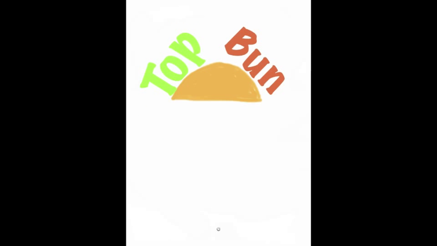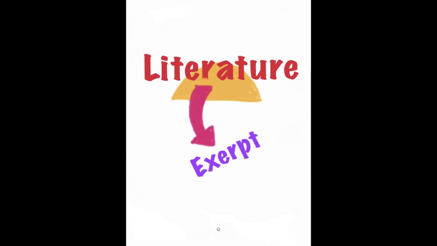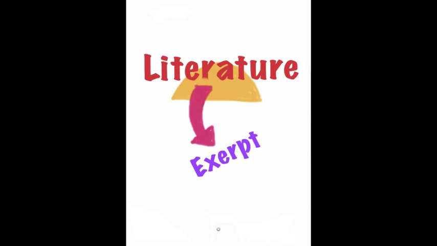This is the first step in the hamburger process, the top bun. This is the introduction to the rest of the hamburger. Remember, there are 3 per paragraph. The introduction is mainly for leading into an excerpt from the literature. Does that mean book? Yes, Hammy. Now, typically, the intro ends in a comma and runs into the excerpt, forming one sentence.